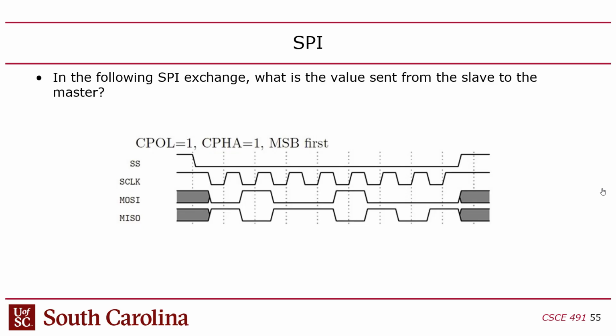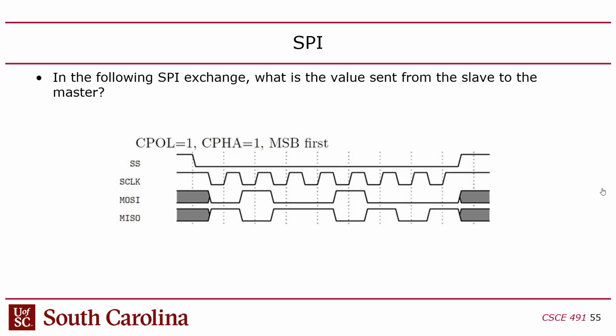Okay. So here's an example question I might ask. In the following SPI exchange, what is the value that is sent from the slave back to the master? So in that case, we're doing MISO, right? I always get these confused. Master in, slave out. Yeah, this would be MISO in that case.